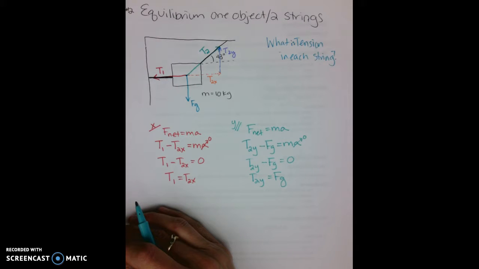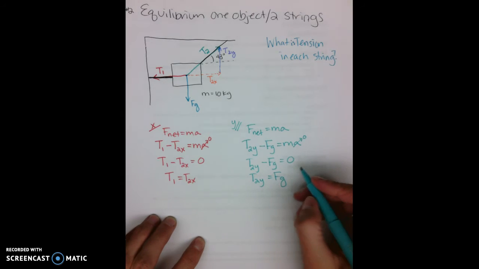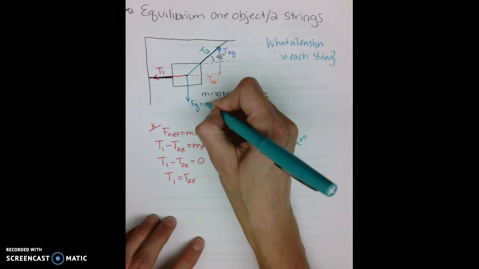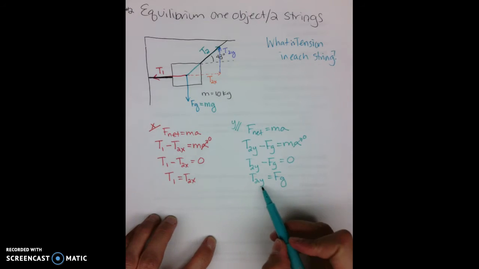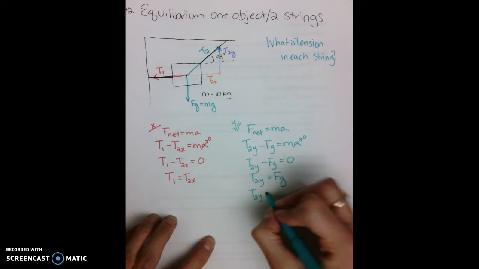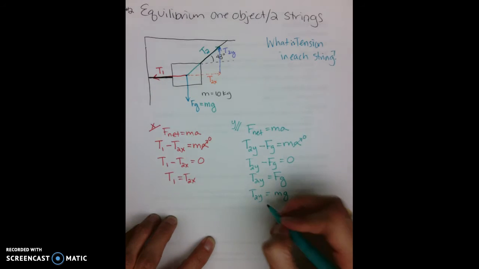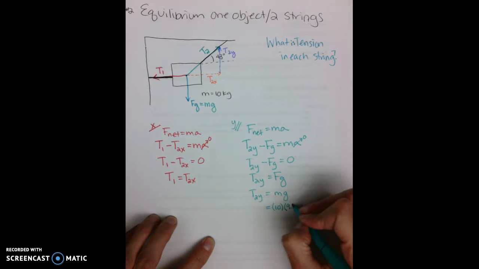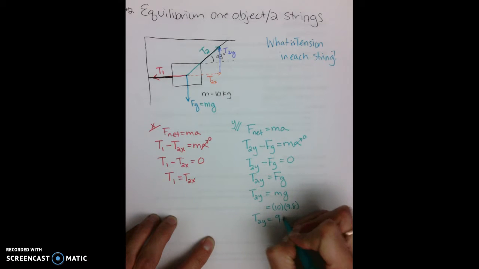Now you might think that you're stuck there too because you don't know the weight, or the force of gravity. But remember, Fg is equal to mg, the mass of the object times the acceleration of gravity. So I can find out what T2y is. T2y is equal to the mass times the acceleration of gravity, which is 10 times 9.8. So that means that T2y is equal to 98 newtons.